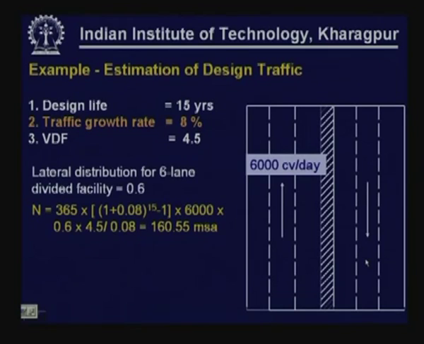For example, if you take a design life of 15 years and a traffic growth rate of 8%, VDF of 4.5, and if it is a 6-lane road, divided facility, as you have seen in the earlier case, we are using a distribution factor of 0.6. So we can work out the number of equivalent standard axle load repetitions as 160.55. In this case, we have also used a vehicle damage factor of 4.5.